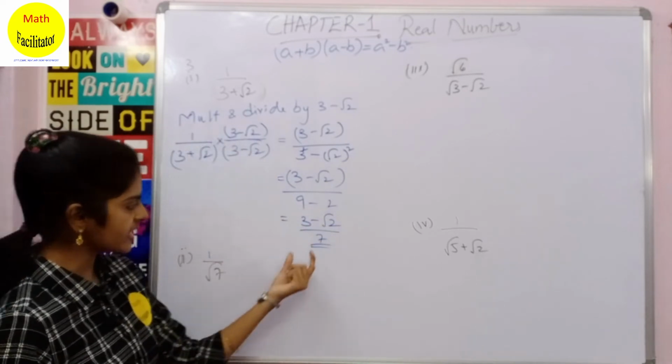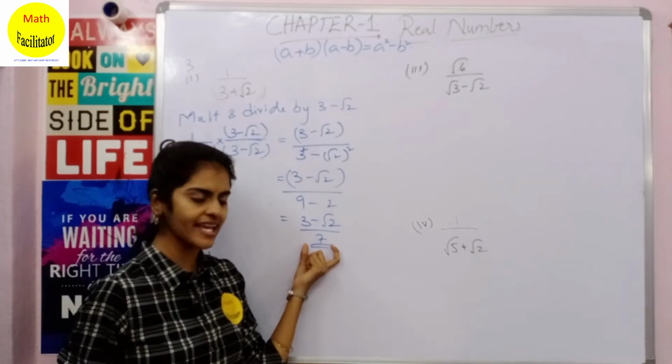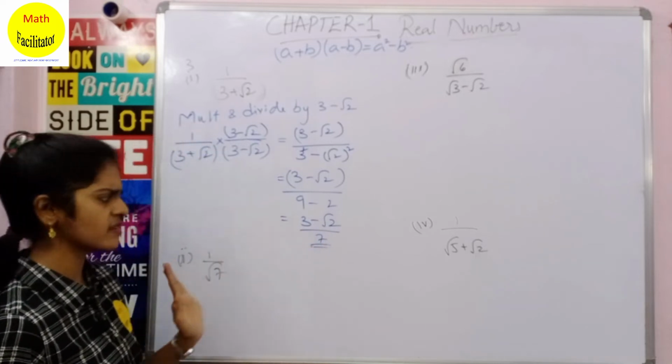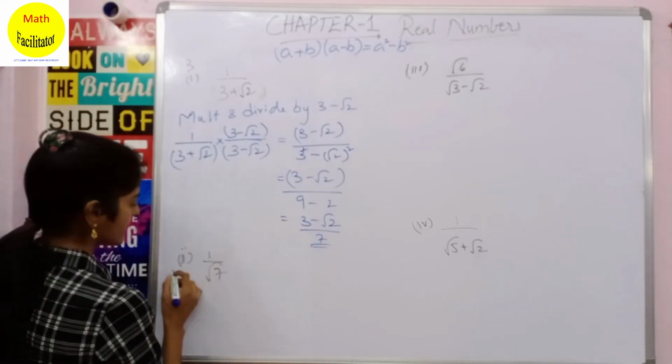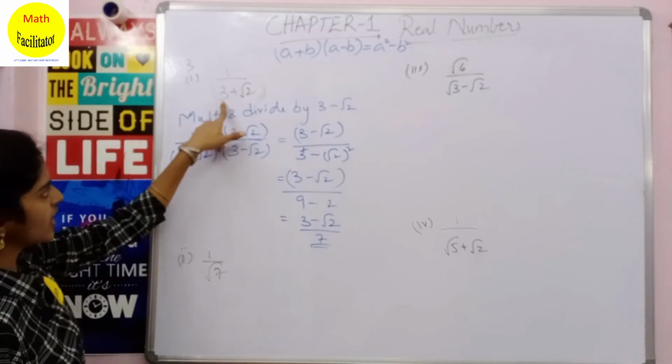Okay, so here you can see in the denominator you have a rational number. 7 is a rational number. So you have rationalized this denominator. Clear? Very simple problems these are. Now here you see 1 by root 7. There are no two terms here, whereas in the previous one you had two terms.